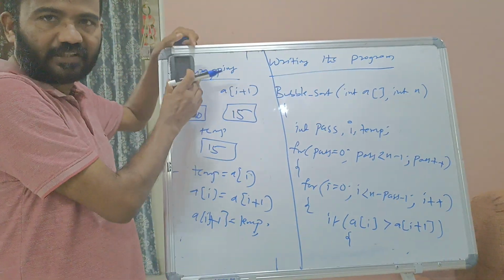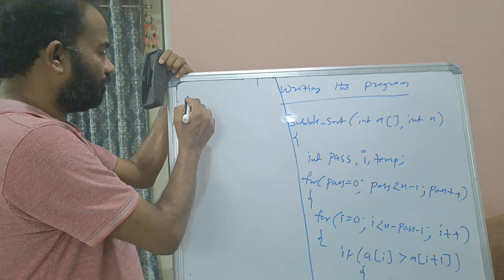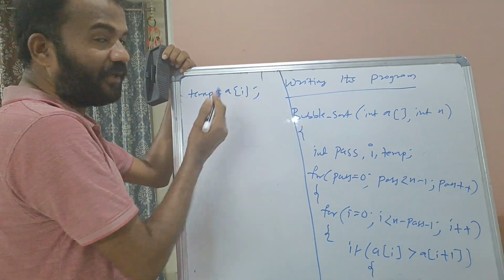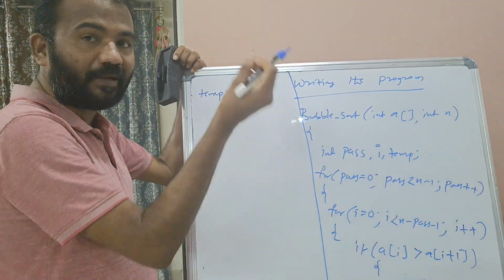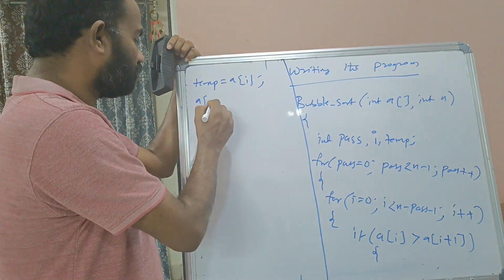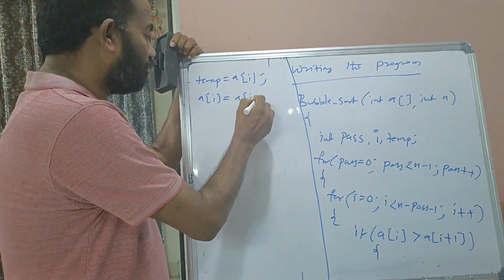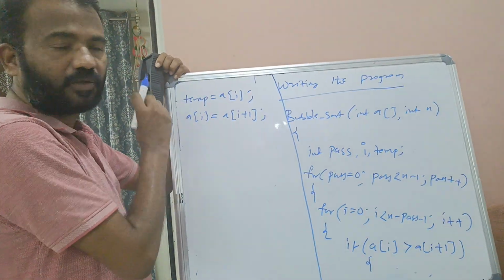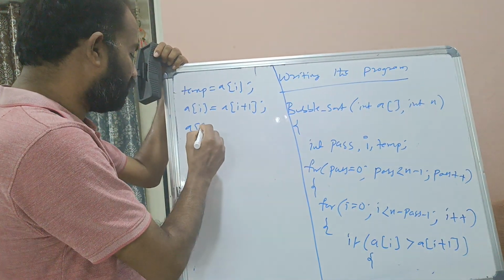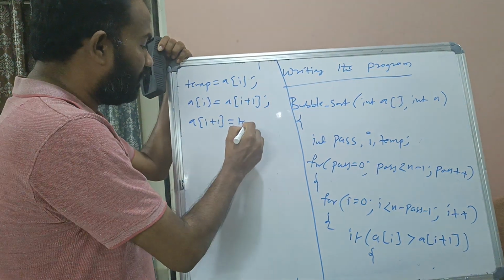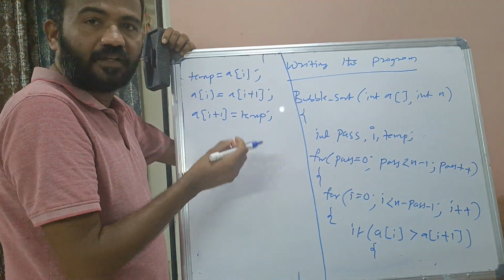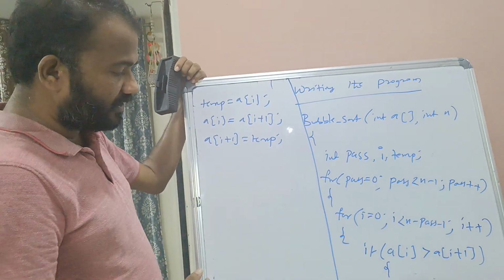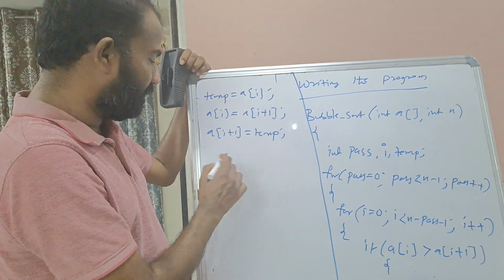So now I am going to write the logic for swap. Temp is equal to A of I. What is the meaning of this one? The A of I value has been placed into temp. Now what is the meaning of this one? The A of I plus 1 value is placed into A of I. Then the temp value is placed in A of I plus 1. Now A of I and A of I plus 1 have been swapped. So this process is repeated.